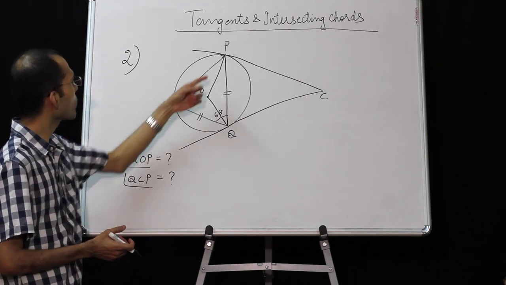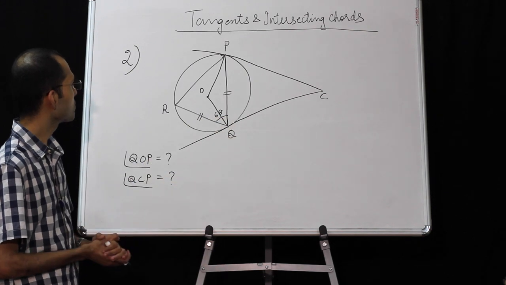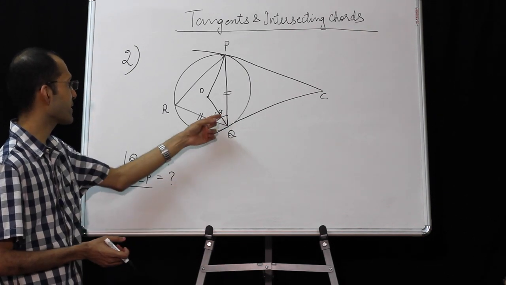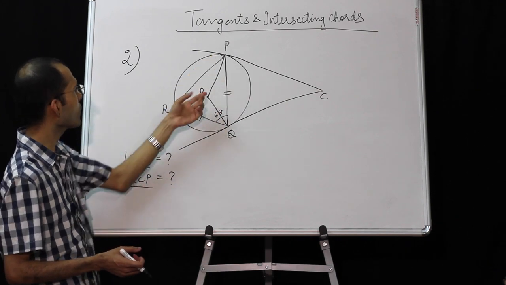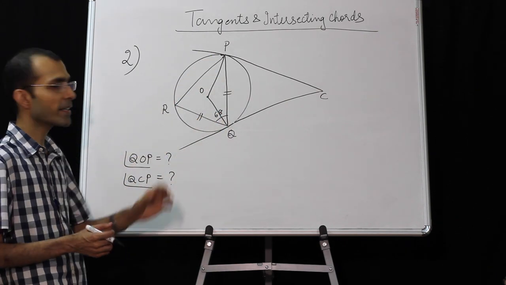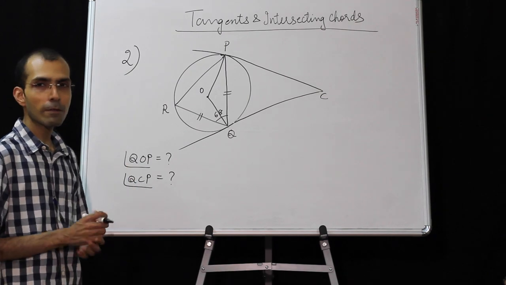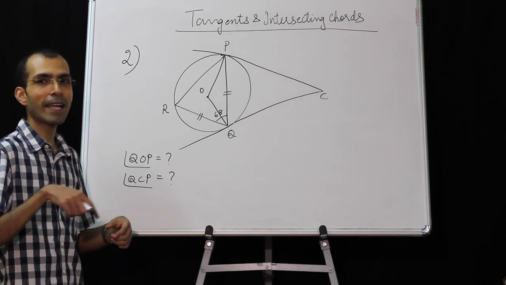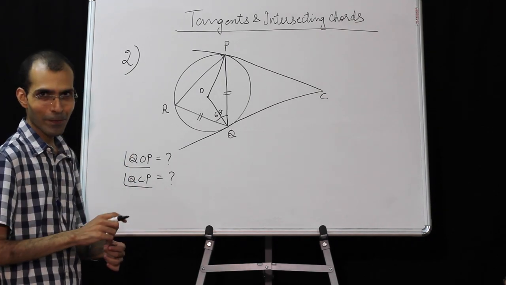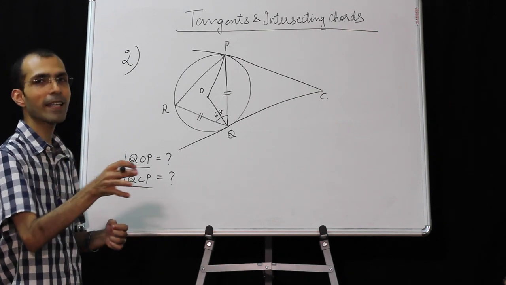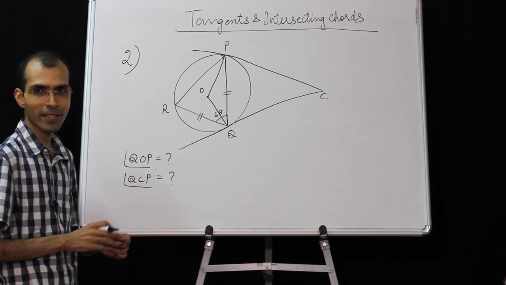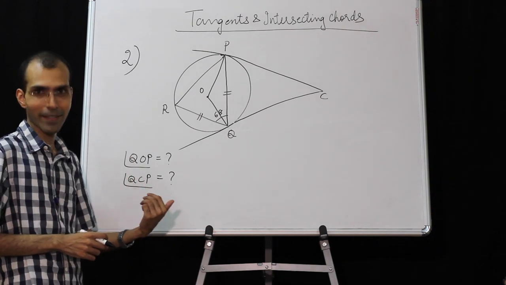Can we find QOP directly? No. With the help of this 68, what I'm trying to say is this 68 is given. Can I find QOP directly with the help of this 68? No. So what will we do? We will go by the angle chasing technique. What is the angle chasing technique? Randomly find one or two or three angles and then revisit the question and see if we can get it now.